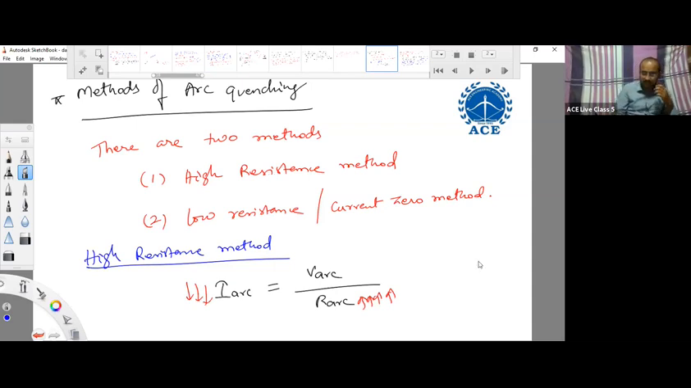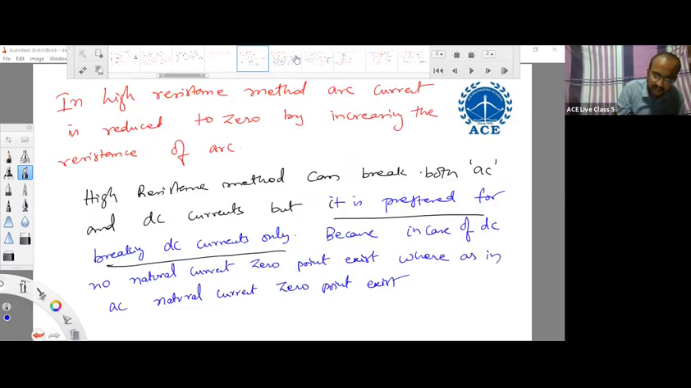Okay. So in case of the high resistance method, the arc current is forcibly reduced to zero by increasing the resistance of the arc. Arc resistance increase చేస్తే zero reduce చేయొచ్చు. So you can implement this for both AC and DC, but it is preferred for breaking DC currents only.